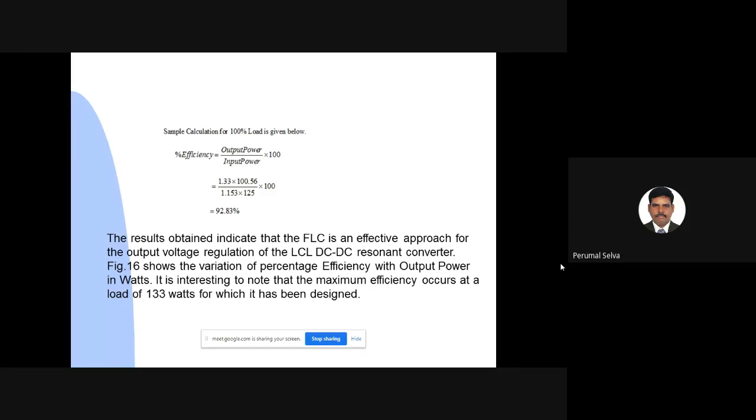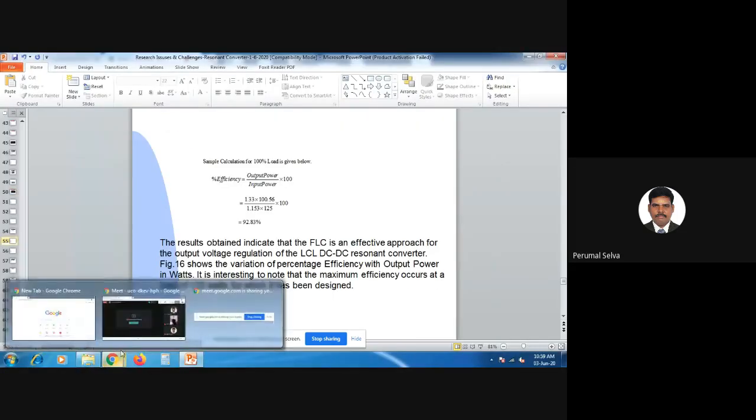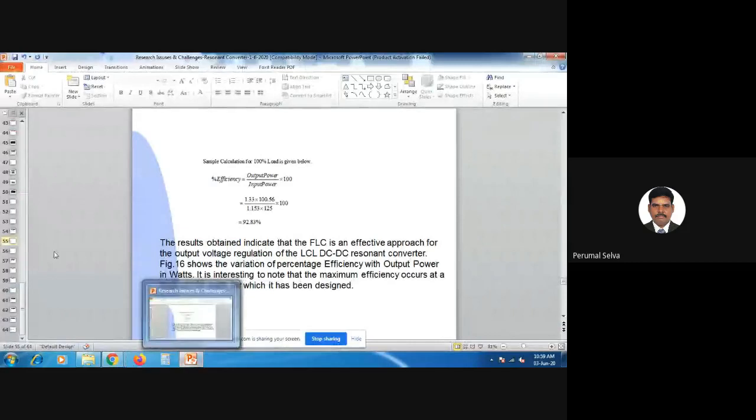So efficiency is output power P out divided by output power plus total losses. Here the output power we get is 133 watts. Total loss is 10.29 watts. This total loss includes switching power loss, and switching power loss includes turn on loss plus turn off loss. So from this we get the efficiency as 92.83%. Right. So next slide.